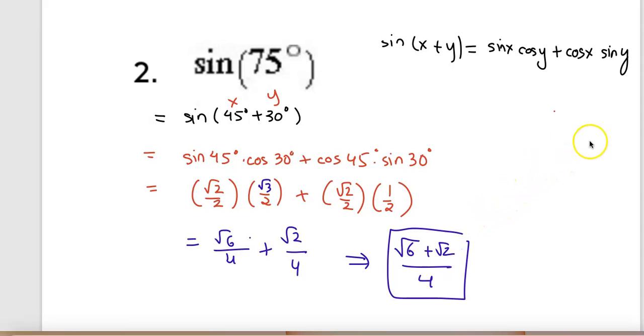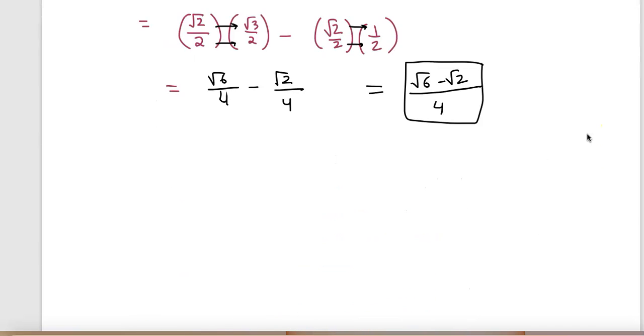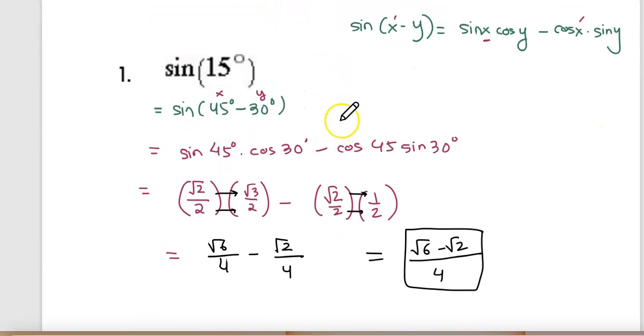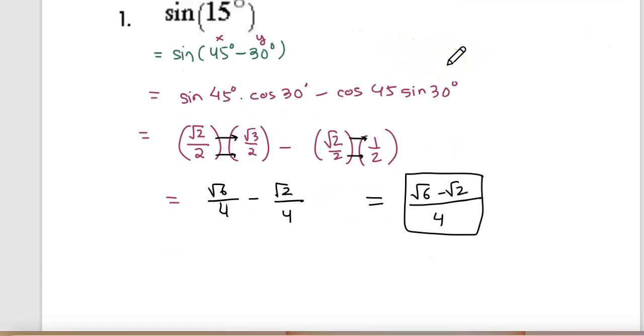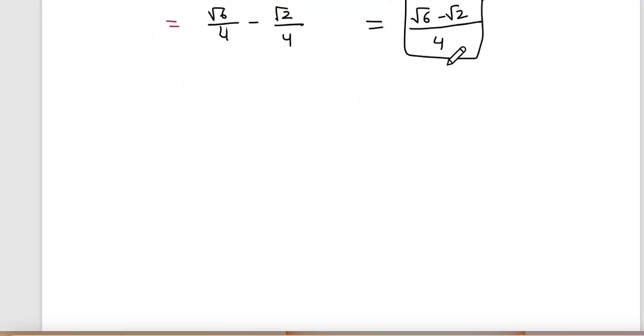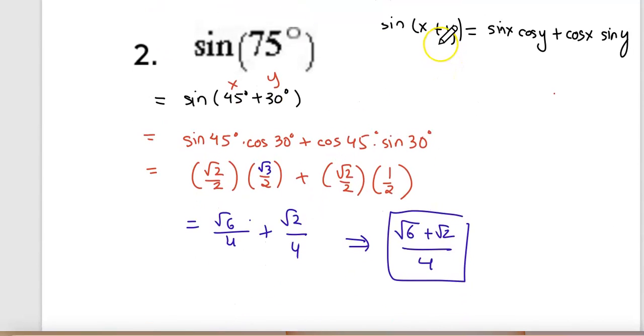So what I did in the previous problem, the only difference is I'm using this formula over here, sine of x minus y. That's the subtraction identity I'm using over here. In this case I got my answer radical 6 minus radical 2. Over here I use the addition identity, and I ended up with this answer. I think the only difference was the plus and the minus sign.